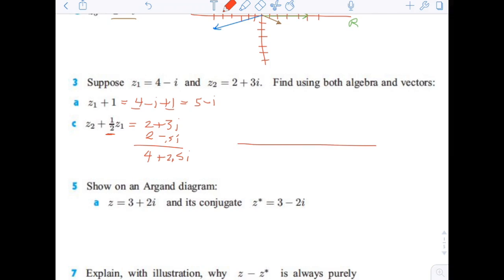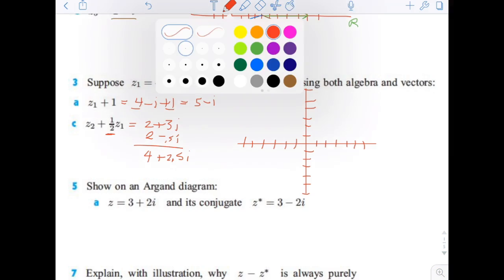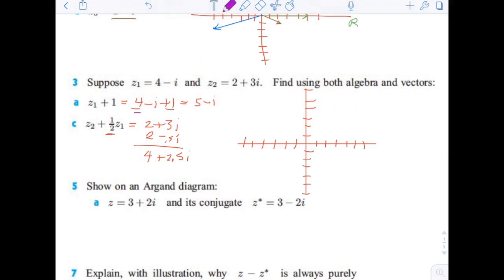So let's draw an Argand diagram or a complex plane. And we're going to put about 1, 2, 3, 4, 5, 6 in each direction. So the first one is z1 plus z2, so 4 minus i plus 1. So first I'm going to draw 4 minus i. That would be 4 to the right and 1 down.